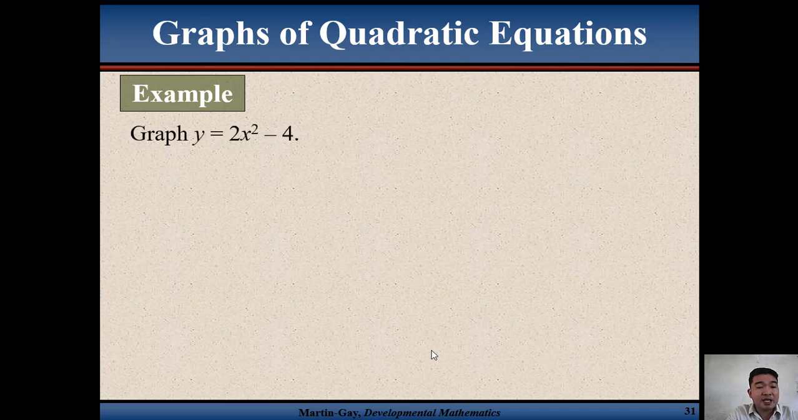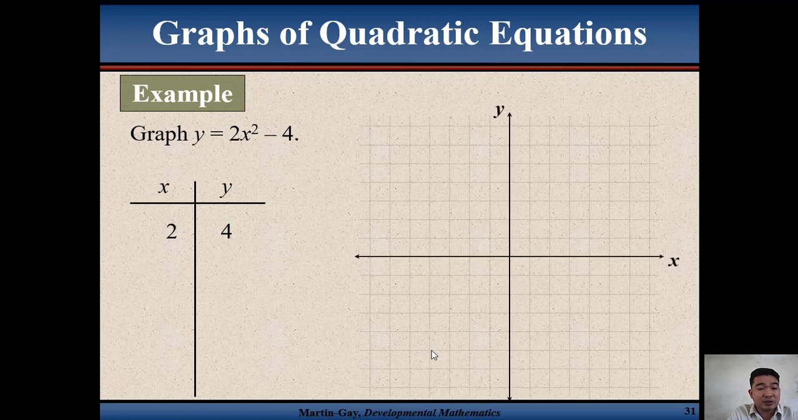Example. So we graph y is equal to 2x squared minus 4. We need values of x and y. If x is 2, then y is equal to 4. So using the Cartesian plane, we plot 2, 4 there. And then if x is 1, then y is equal to negative 2. So we plot 1, negative 2. If x is 0, then y equals negative 4. So we plot 0, negative 4.